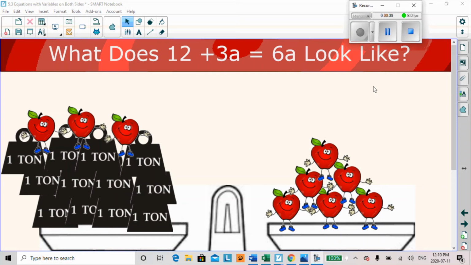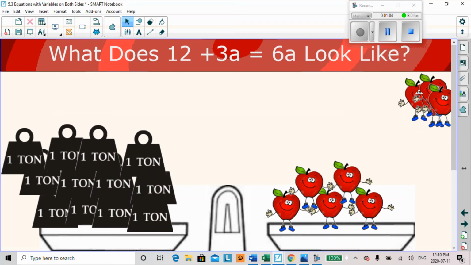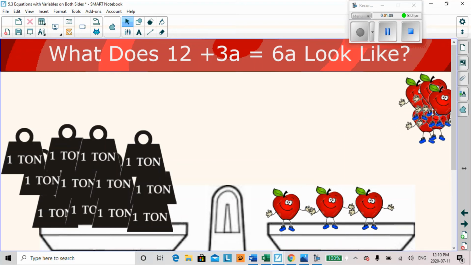So we want to have just apples on one side and just tons on the other side. The apples are like our variables. The tons are just our numbers without a variable. So what I'm going to do is take away these 3 apples on this side. And that means, to keep everything balanced, I have to take away 3 apples on the right side. So now I have 3 apples and I have 12 tons.